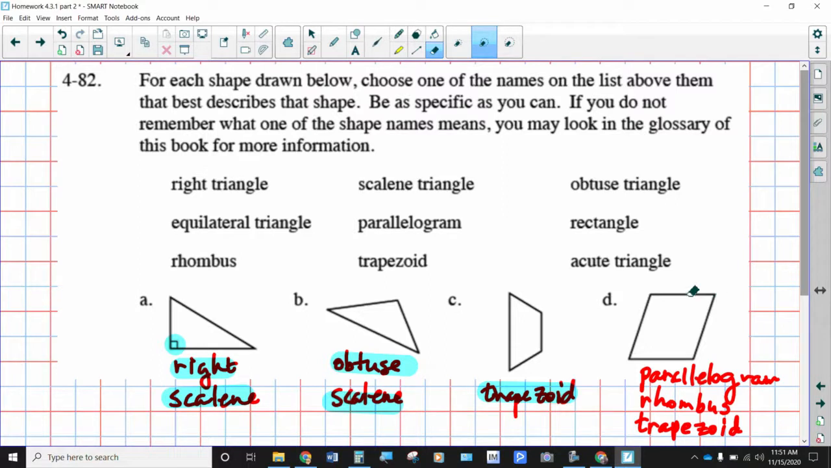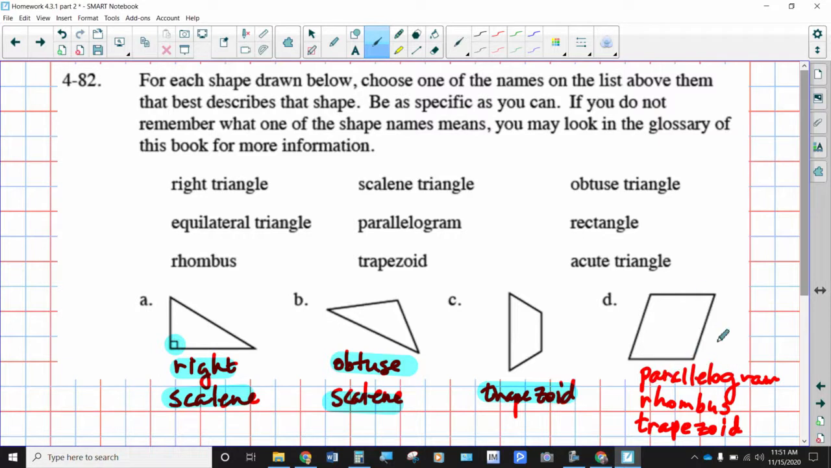Which brings us to this guy. It's a polygon because it's a closed figure with side lengths that are line segments. It's quadrilateral because it's got four sides. It's a parallelogram. No, hold on for a second. Actually, it's a trapezoid because it's got at least two sides that are parallel.